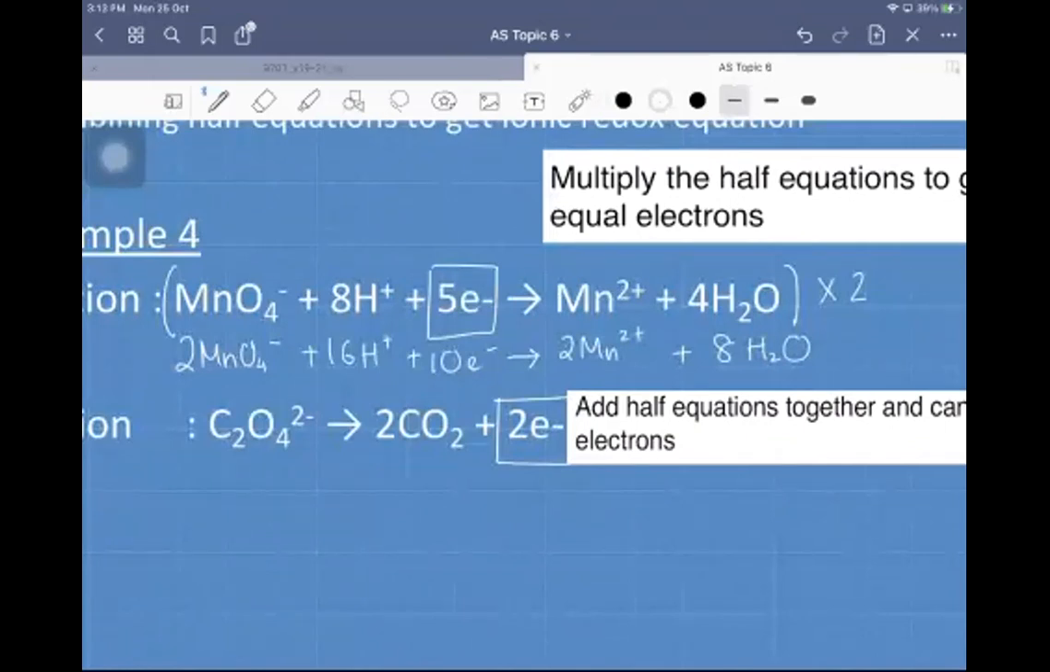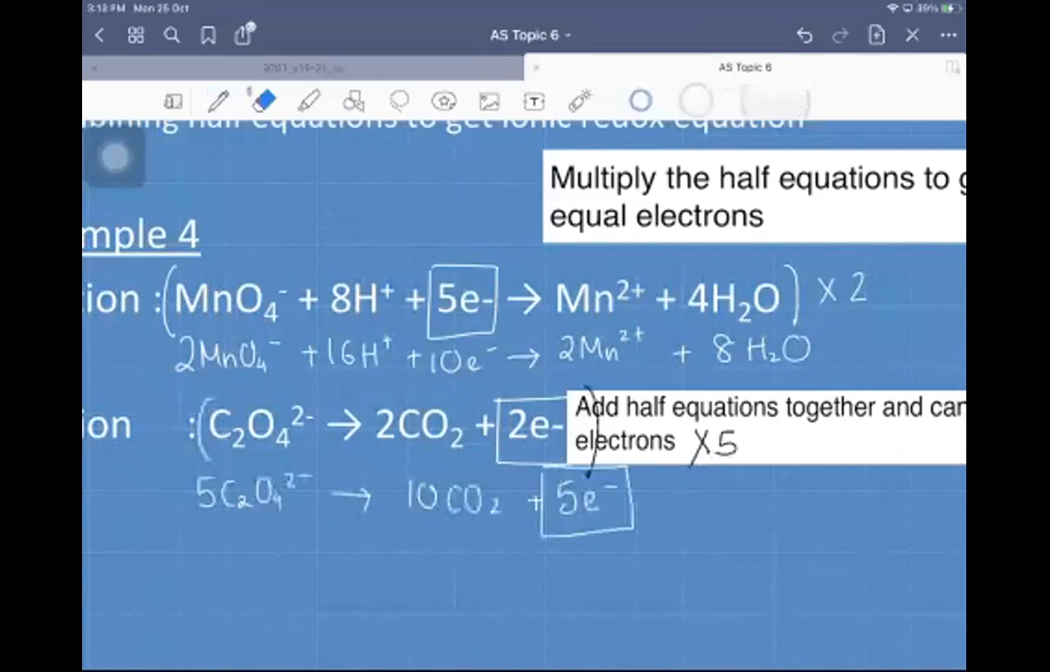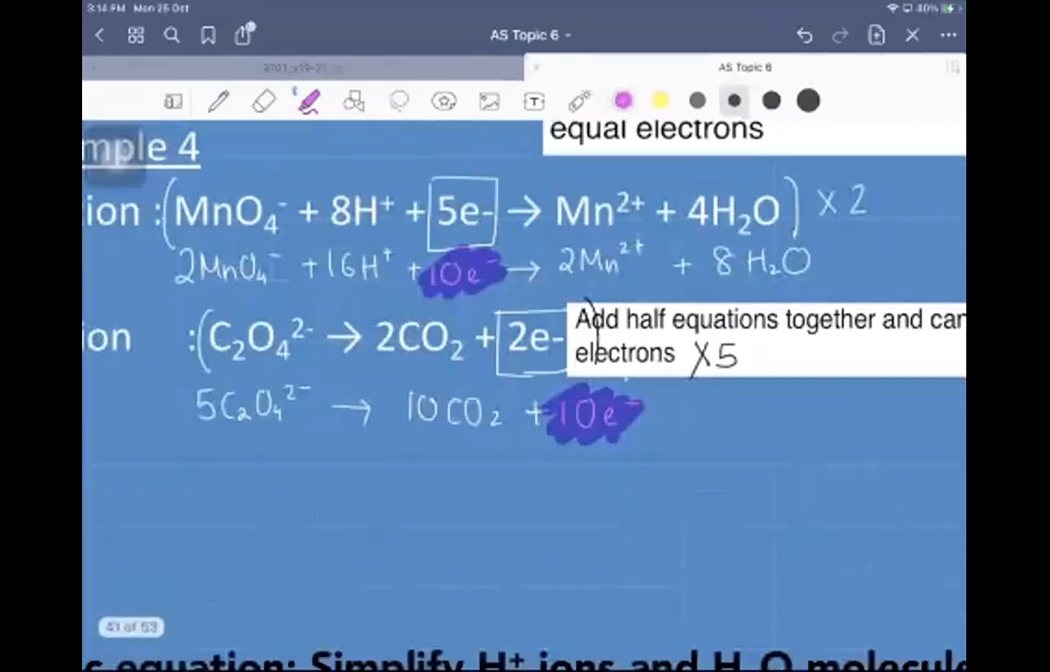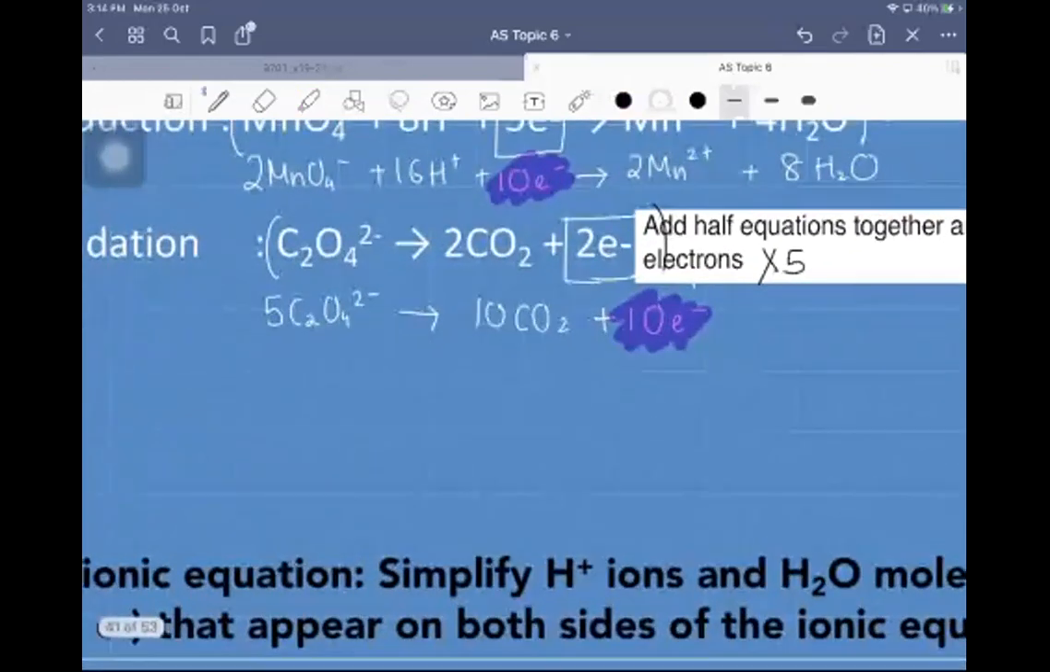My half oxidation equation, if I want it to match my reduction, I have to multiply it by 5. Sorry, the text is in the way. So multiplying by 5 should give me 5 C2O4 2 minus to give out 10 carbon dioxide plus 10 electrons. Do you notice that in my reduction, electrons is on the left side? For my oxidation, electrons is in the right side. Why do I point this out? Is because you're about to see the next part. So what's going to happen?